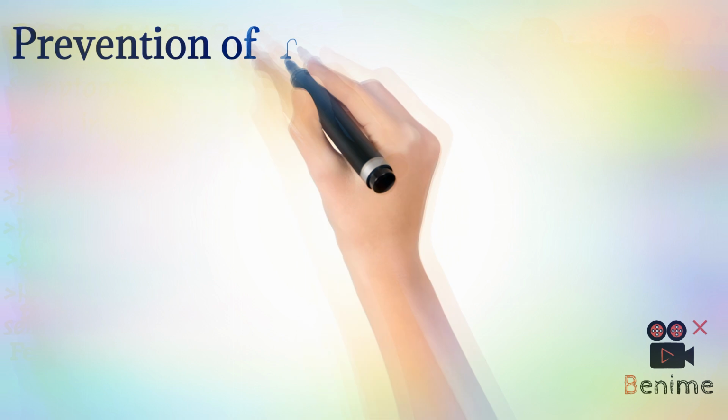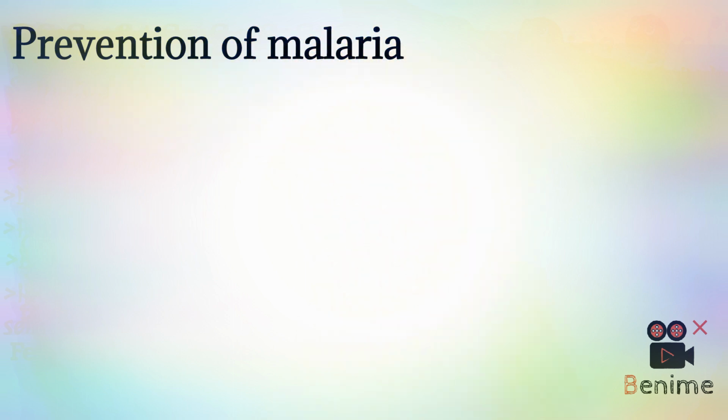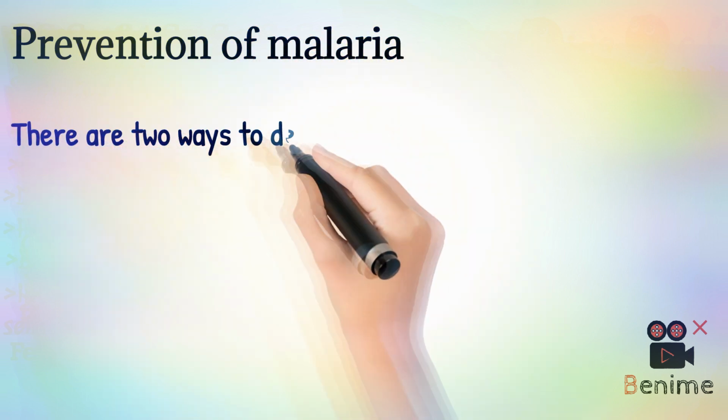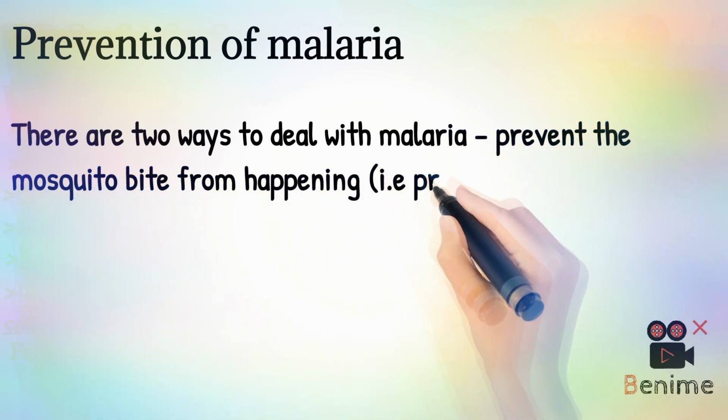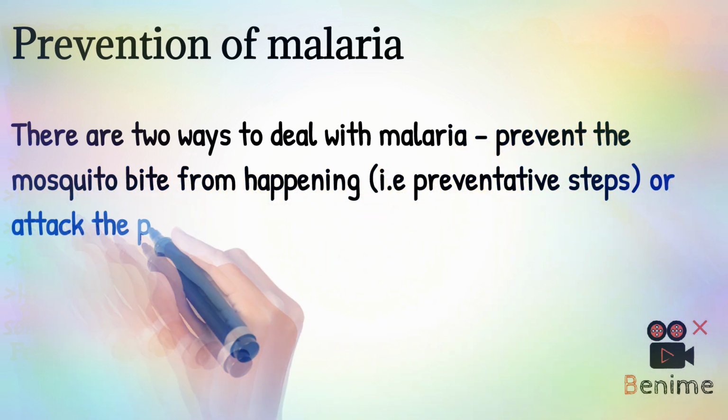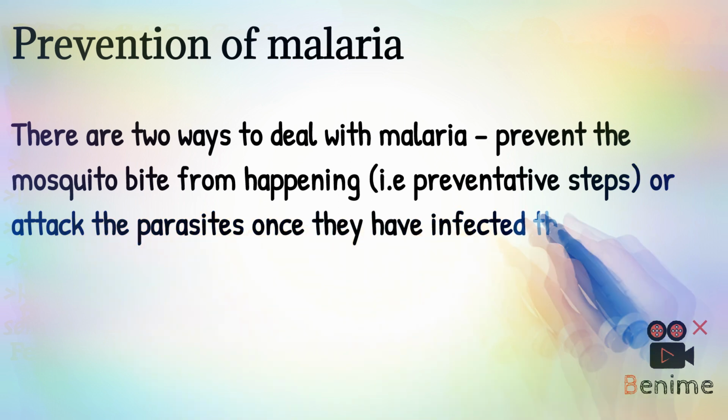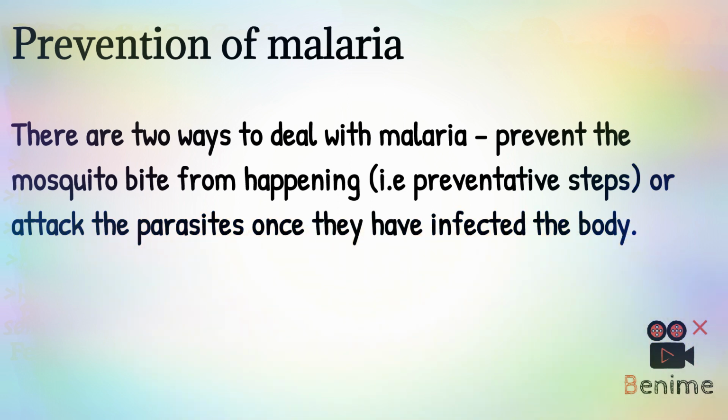Now, how to deal with malaria? We can either stop the mosquito and protect ourselves from mosquito bites, for which we can use a mosquito net, wire gauze on windows, apply mosquito repellent and wear full sleeved clothes. Another way is to attack the parasites once they have infected the body.